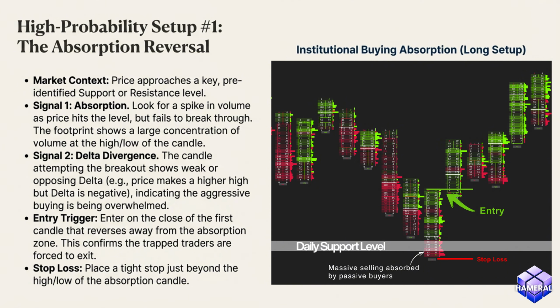Now let's look at a high probability setup, the absorption reversal. Here we see price approaching a support level. We look for high volume, but no breakdown. That's the absorption. If we also see delta divergence, confirming that aggressive selling is weak, we enter on the first candle that reverses away from the zone, placing a tight stop just below the absorption low.